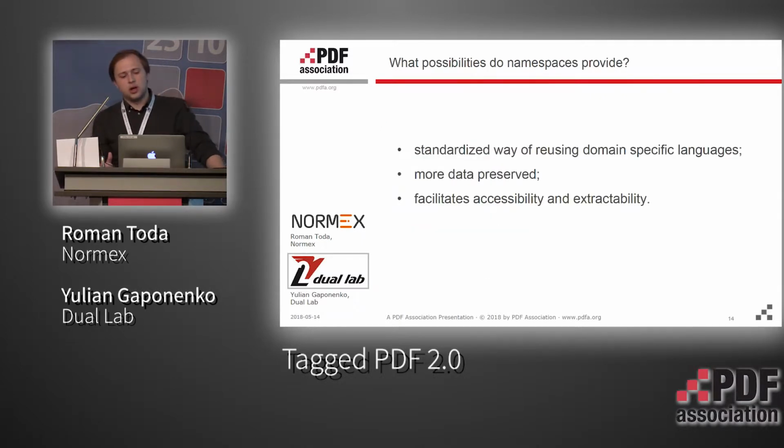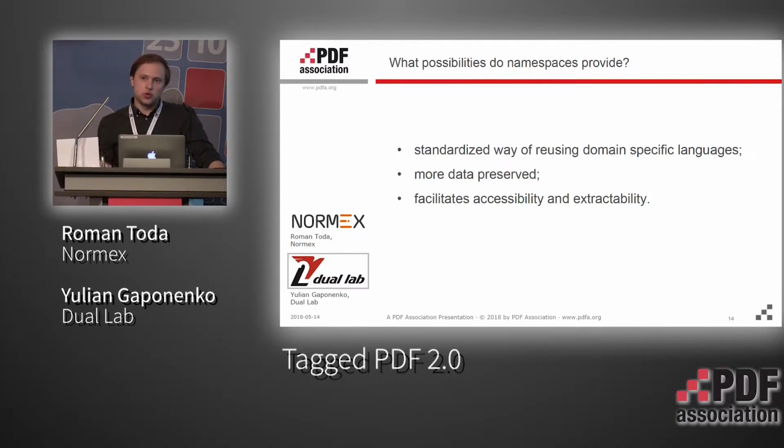And what are the new possibilities that namespaces provide? You could introduce custom structure types even before, by just specifying custom structure types and adding a role map inside the structure tree root's role map entry. This method is also working inside PDF 2.0. However, there is a more explicit and neater approach: specifying your own custom namespace.